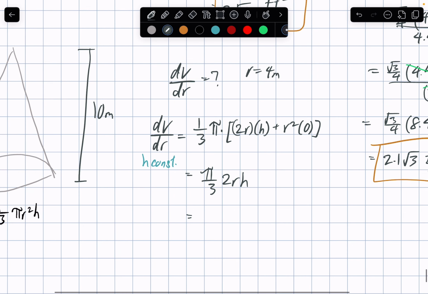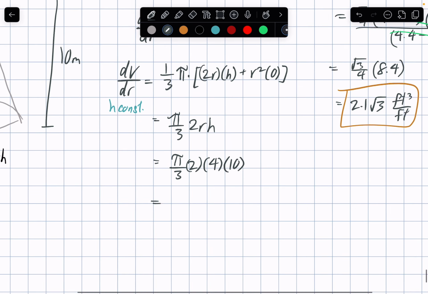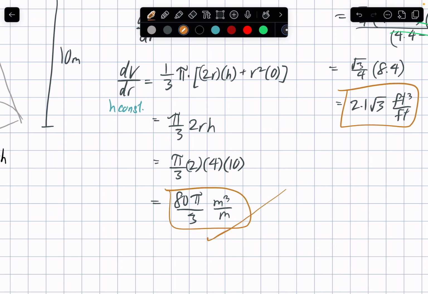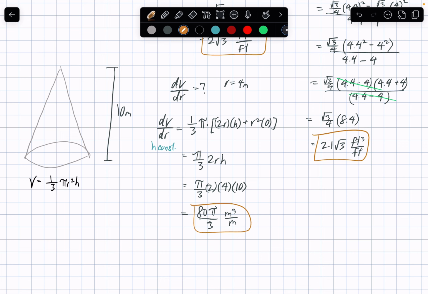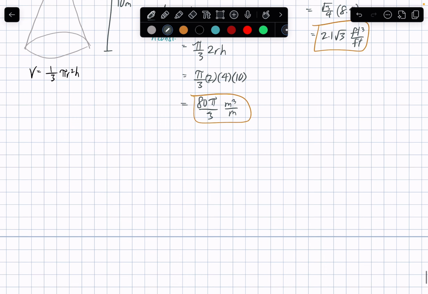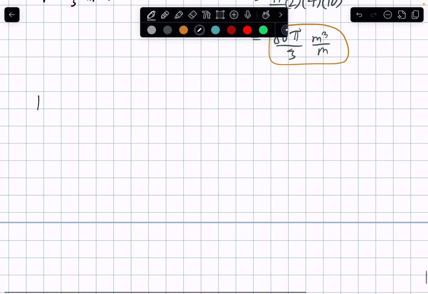And then we substitute the values. The radius being equal to 4 and the height being equal to 10. Fortunately, we cannot cancel anything. 80 pi over 3 is the answer. That's it. That's the final answer. That's the rate of change of its volume with respect to its radius when the radius is 4 meters. Okay. Now, let's start with related rates already.